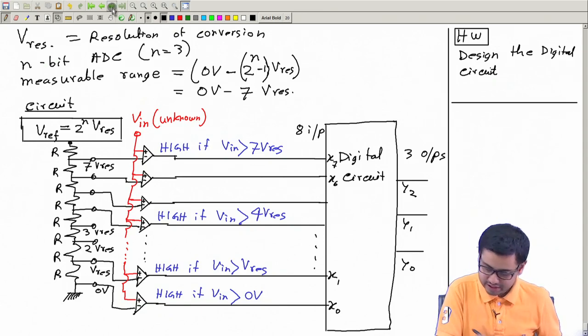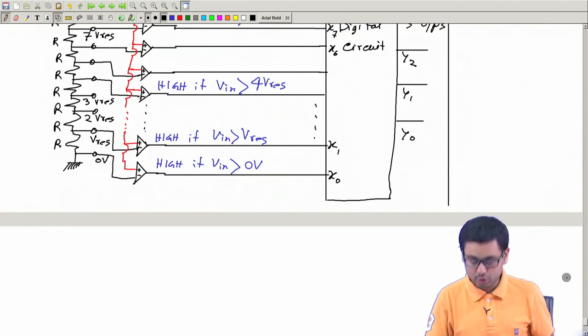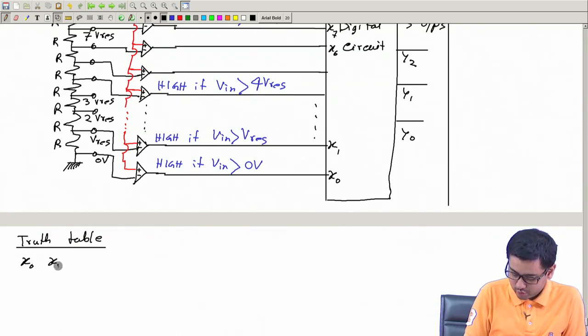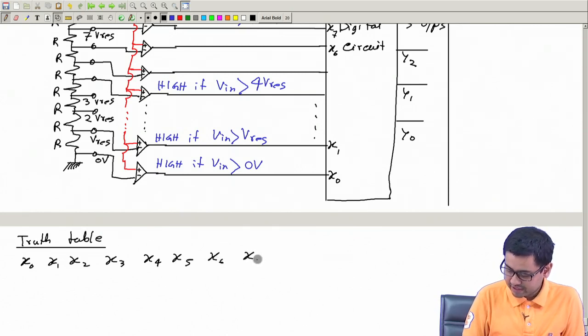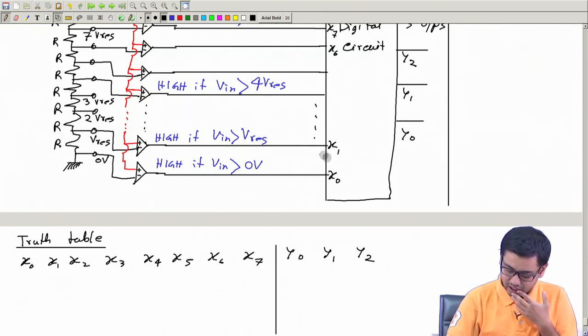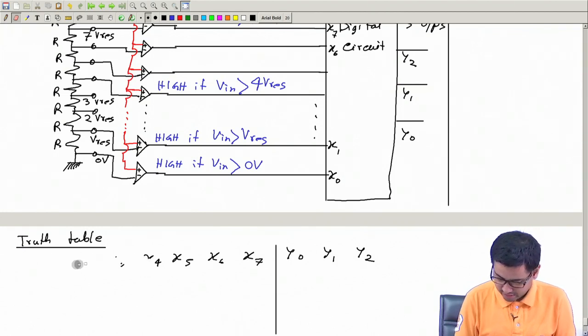Let me do it on the next page. Okay. So, you have to write a truth table, where the inputs are x0, x1, x2, x3, x4, x5, x6, and x7. These are inputs, and the outputs are y0, y1, y2. Now, say if the input is this, okay, I would write it the other way.